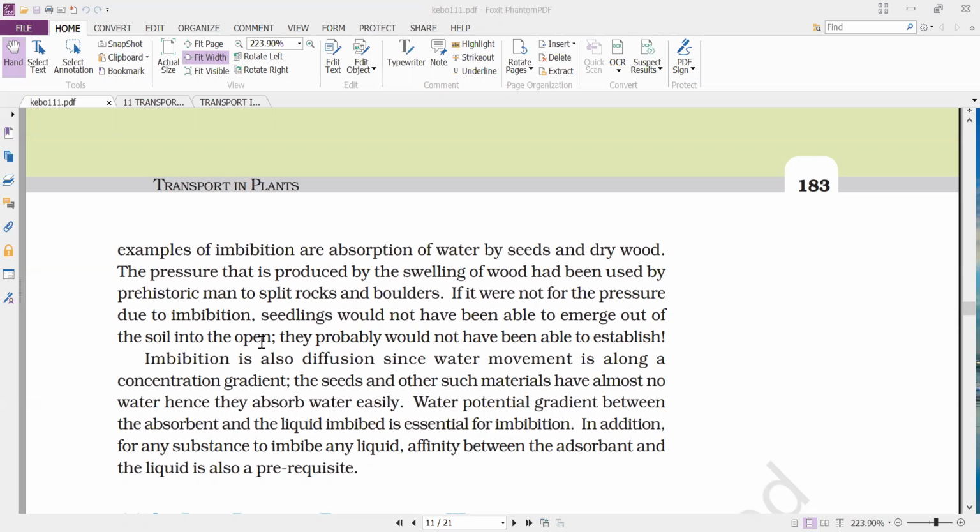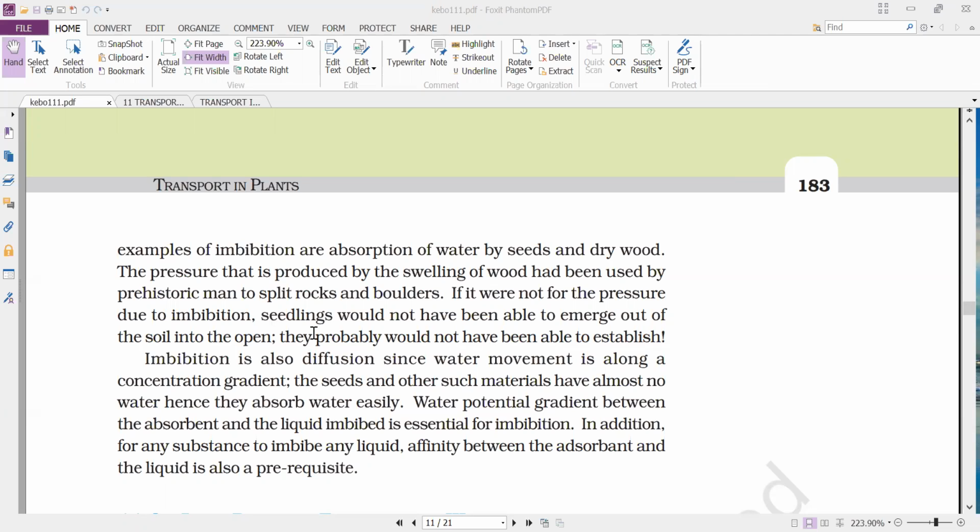So imbibition is a very, very important phenomenon that is helping the plants to establish or to propagate, because it is responsible for the germination of the seed. That is the importance of imbibition.